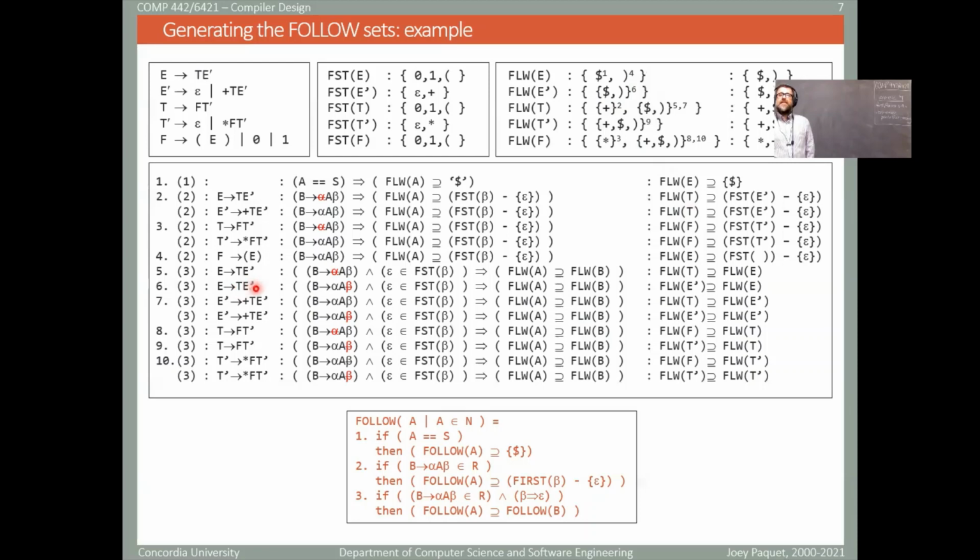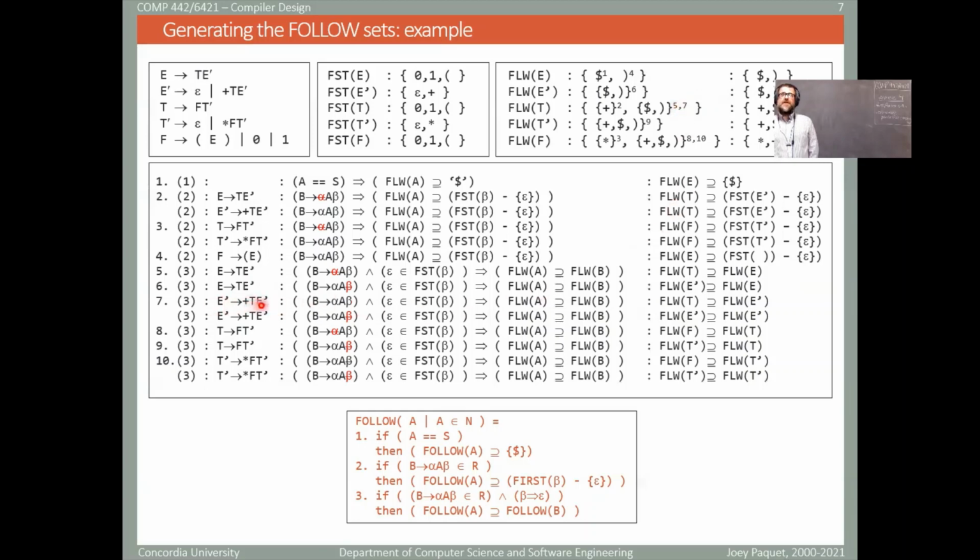Then I can actually apply exactly the same pattern using the same rule because I know for a fact that E prime itself can evaluate to epsilon. So if E prime can evaluate to epsilon, then essentially T can end the sentential form here. So then I have B is E, alpha is T, and A is E prime. So I found that follow of E prime includes follow of E. So then I basically add this to my set.